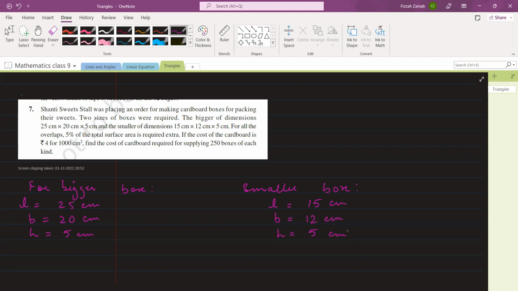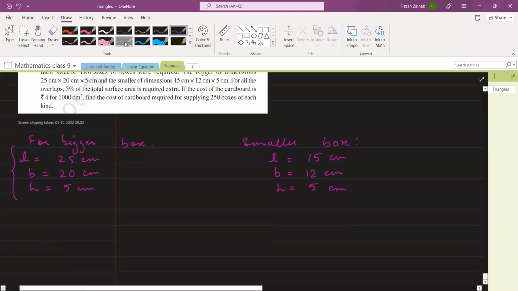So we are interested in basically the total surface area of the box, right? That will give us the area of the cardboard. Is that okay? Yes, ma'am. So let us find the total surface area of the bigger box according to these dimensions. And then we will add 5% extra area, because when we make boxes, we take some extra portions which are actually folded inside. So 5% of extra cardboard is required. Total surface area of bigger box.